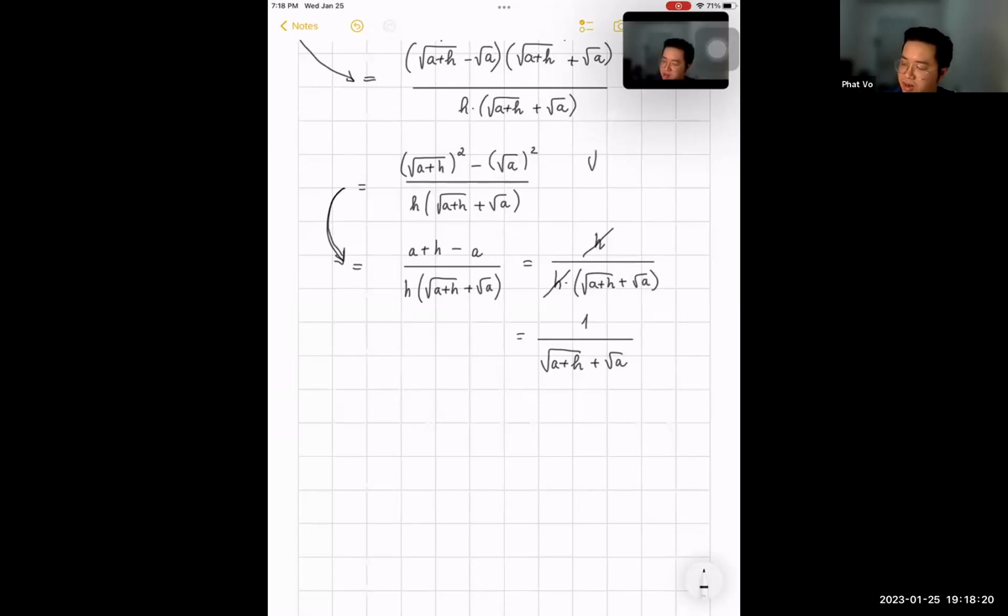Here, because the square root of a plus h squared means square root of a plus h times the square root of a plus h, because two square roots, right? Let me change the pens. I have a problem with the pen.